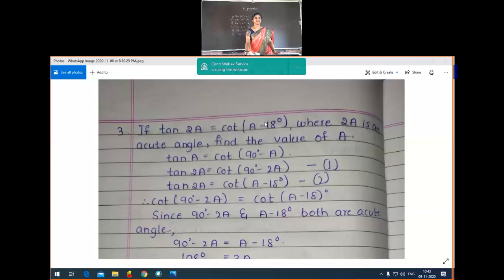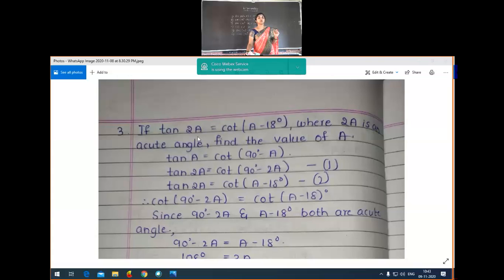See here, the third question is like this. If tan 2a is equal to cot of a minus 18 degree, where 2a is an acute angle, find the value of a. See, first tan a result we have to recall. What is that tan a? Tan a is equal to cot of 90 degree minus a. We all know this one.